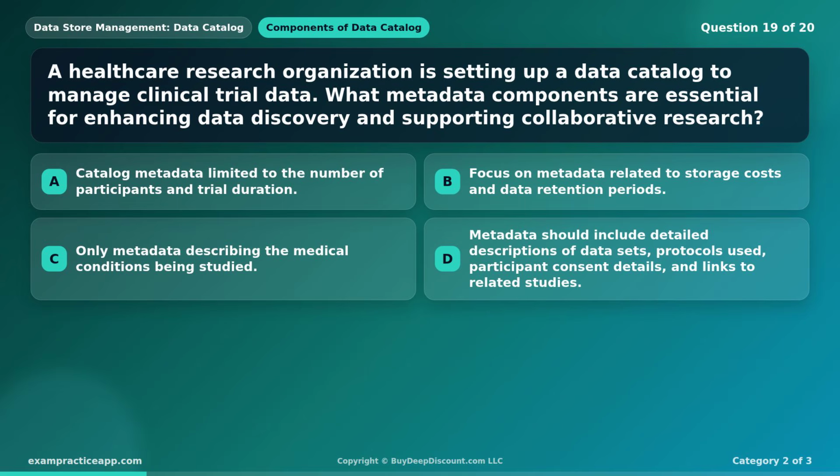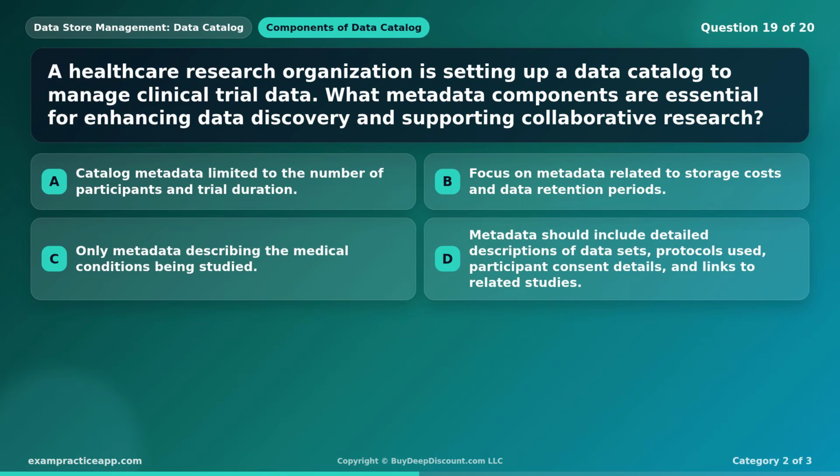Option A, catalog metadata limited to the number of participants and trial duration. Option B, focus on metadata related to storage costs and data retention periods. Option C, only metadata describing the medical conditions being studied. Option D, metadata should include detailed descriptions of data sets, protocols used, participant consent details, and links to related studies. Take a moment to choose your answer.